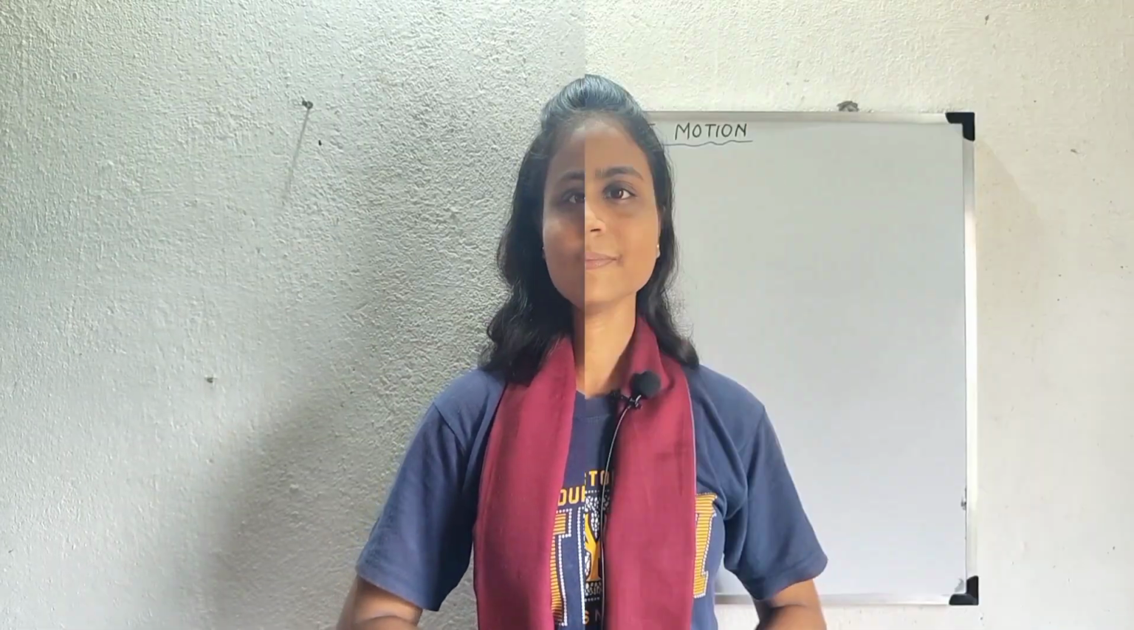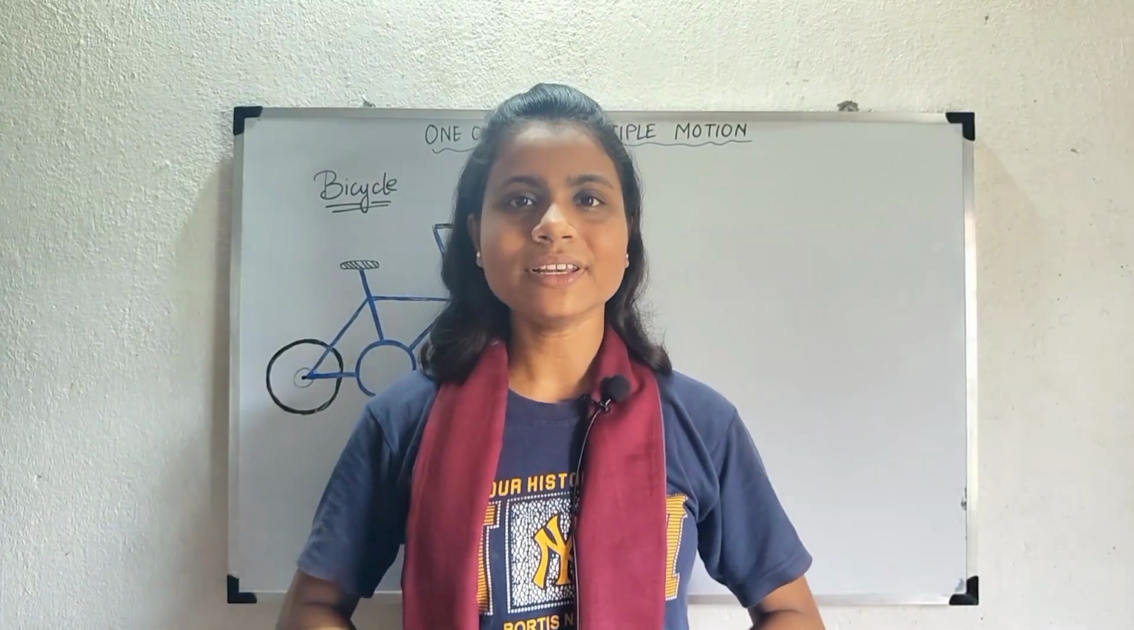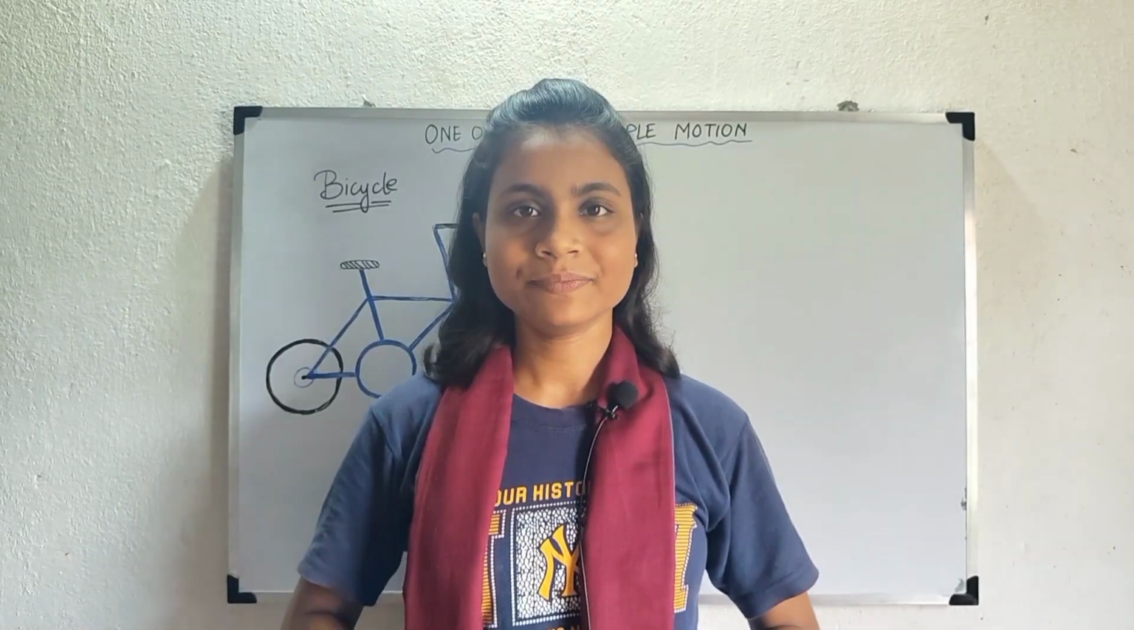Today we are going to learn about such daily life examples where a single object is showing more than one type of motion at the same time. So let's start our video now. Our first example is a moving bicycle.